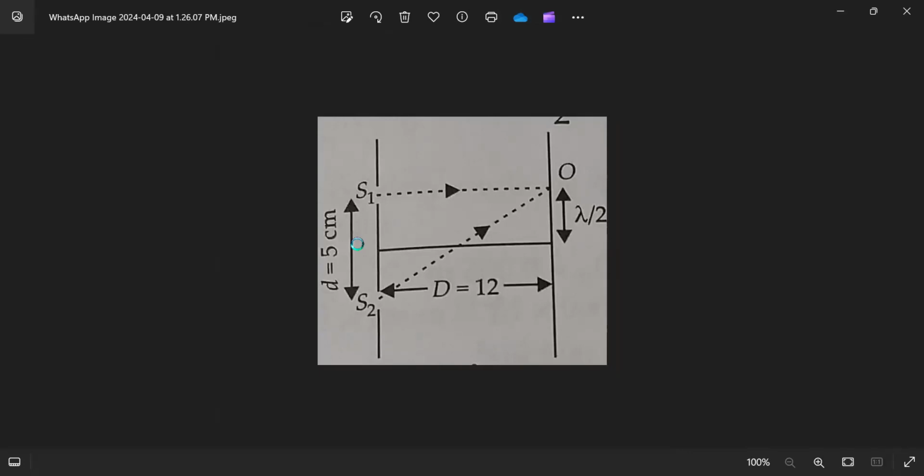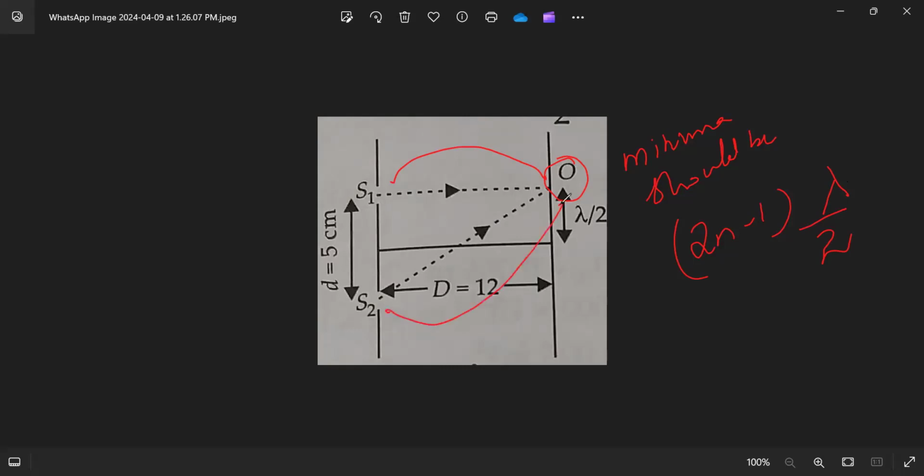See, for the path difference at O, the path difference at O, first thing. What should the minima be? I'll write down here. The minima should be 2n minus 1 into lambda by 2. Correct? This is our thing. Now, if I take the distance here, what is the first distance? S1O. Correct? What is the second distance? S2O. These all things are there in the question, D, the distance between the slit and the wall, and this is the slit distance.